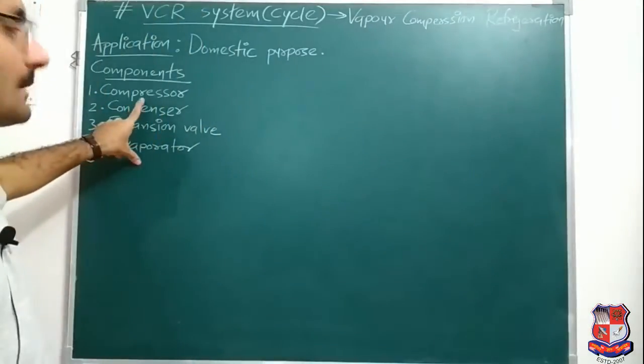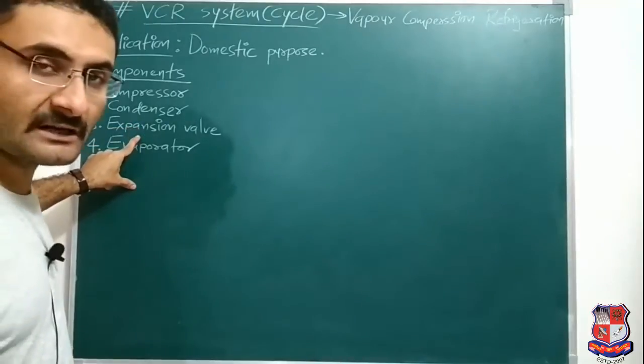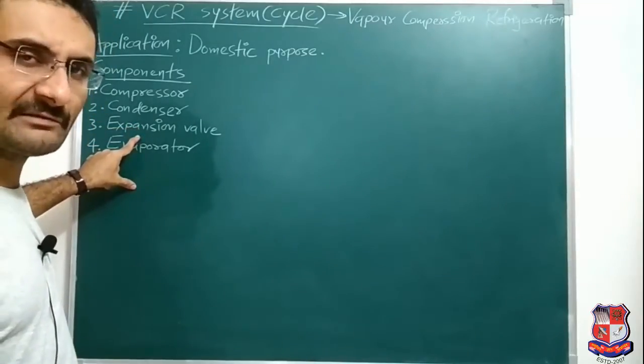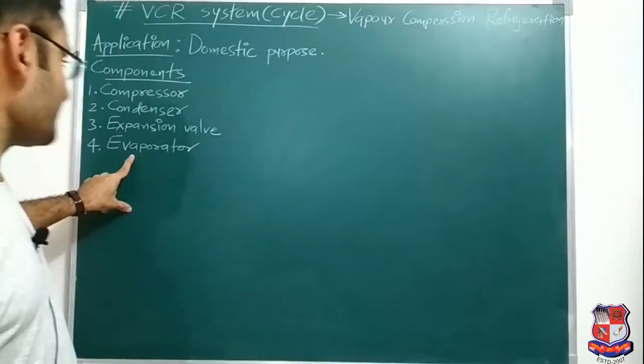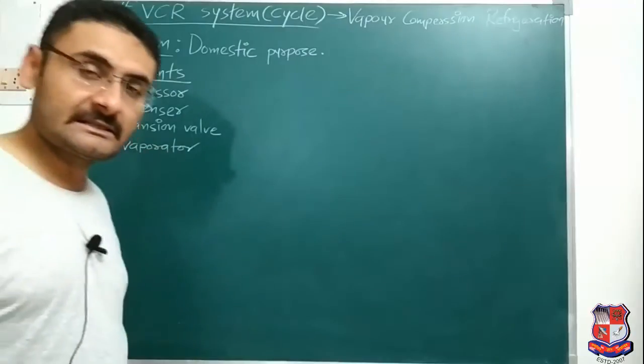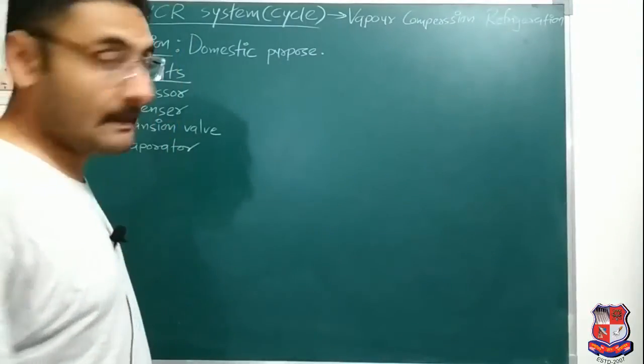First component is compressor. Second is condenser. Third one is expansion valve. It is also known as throttling device or throttling valve. The last one is evaporator. Okay. Now one by one we will discuss the use of different components. We will start with compressor.